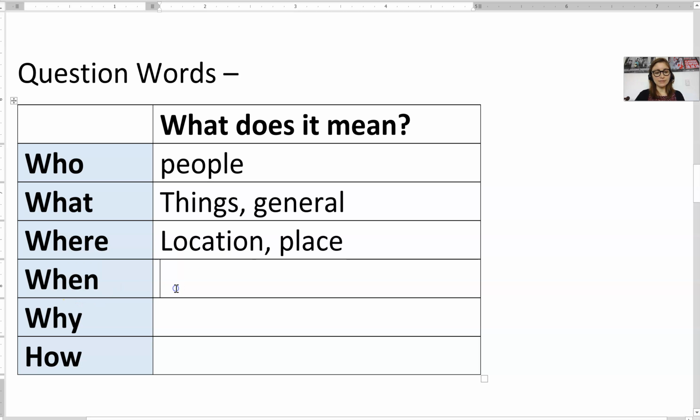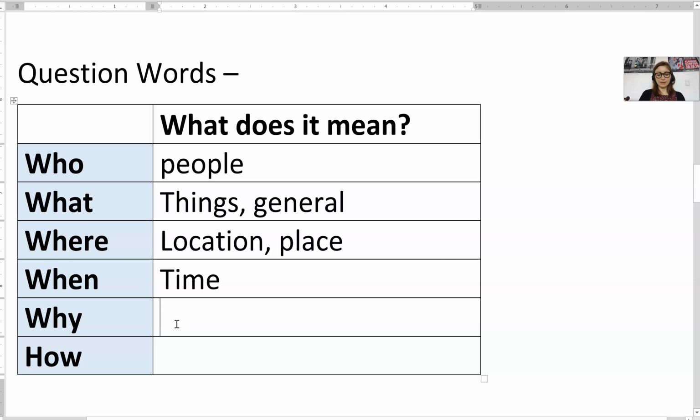All right, next one is when. Good. So when is for time. The time. Right, so if I ask you, when is your class? You tell me the hour. So my class is at 10 a.m. Or when do you start work? I start work at 7 a.m. Or when is your birthday? My birthday's in February, right? You say the time.